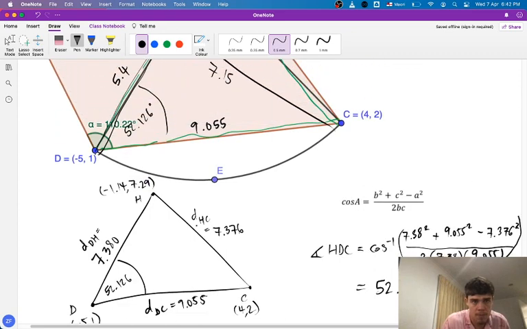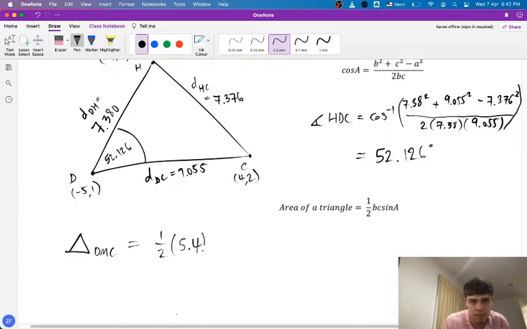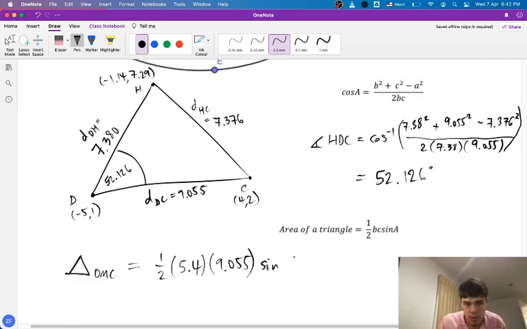5.4 and 9.055. And then you do sine of the angle. And we got the angle, 52.126. Oh, that's so messy. Do I change it? Nah. Let's get our calculator out.